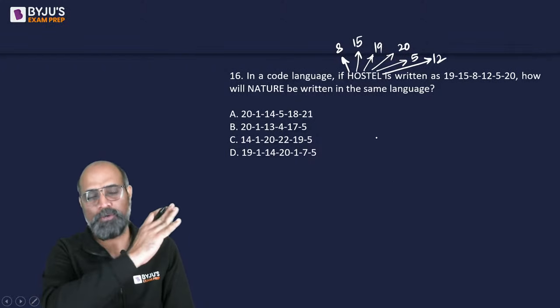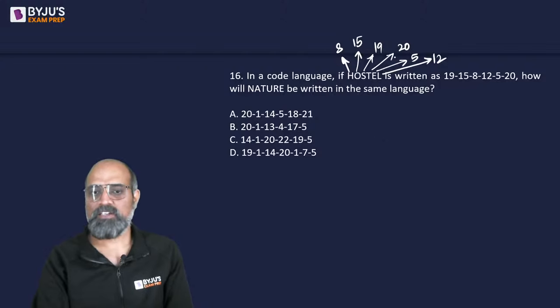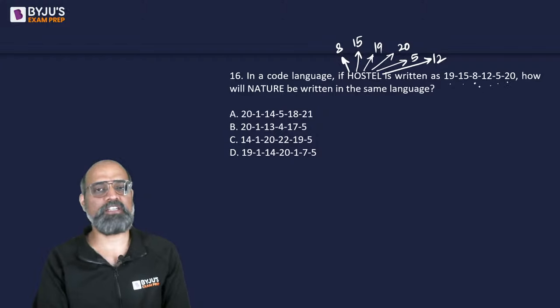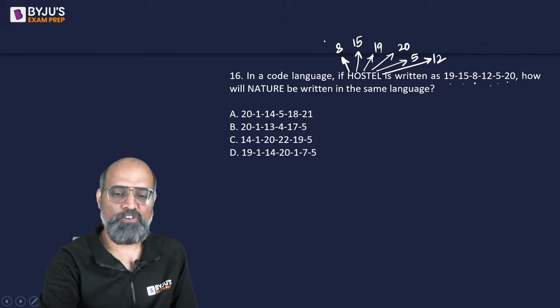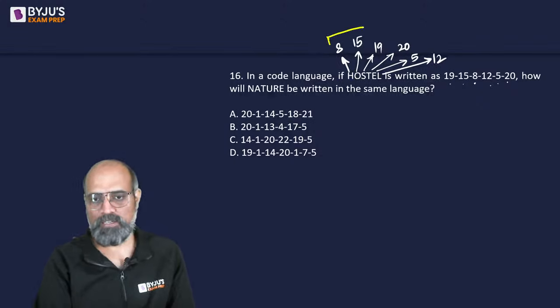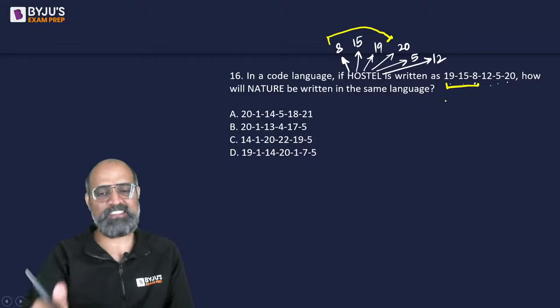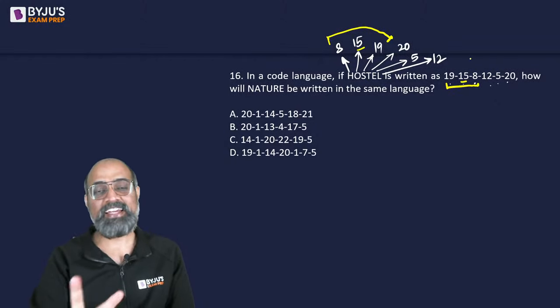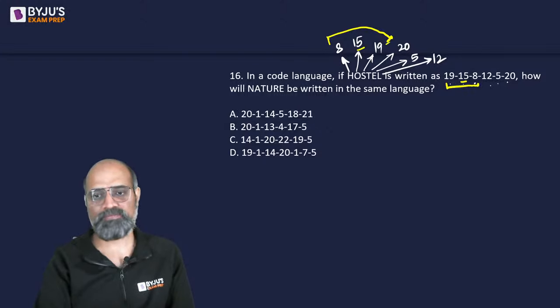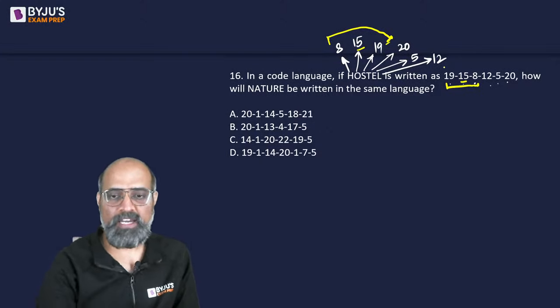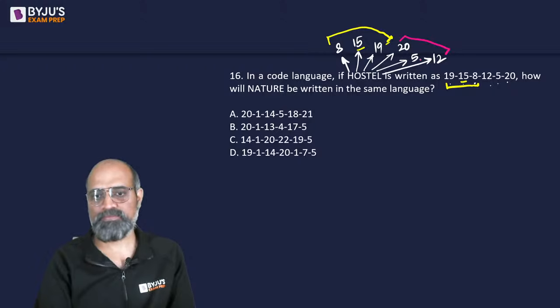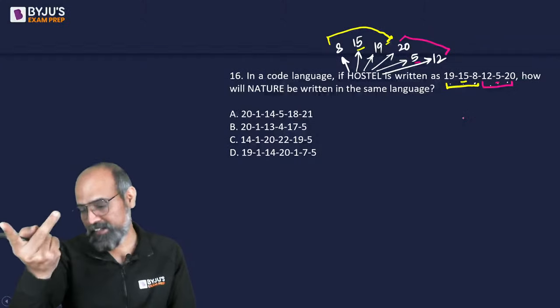When we count them from the beginning, 8 is there, 15 is there, 19 is there, 20 is there, 5 is there, 12 is there. What is happening? So if you look into trios, what you will find is 15 stays put, 8 and 19 interchange. Similarly, if you look at the next trio, 5 stays put, 12 and 20 interchange.